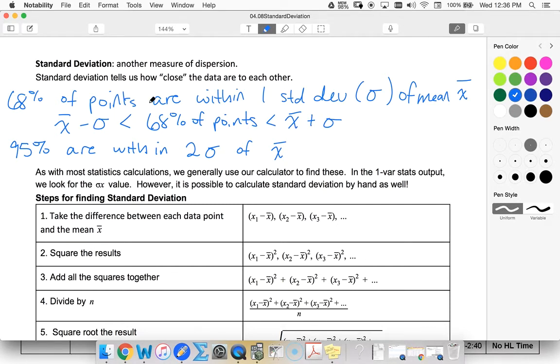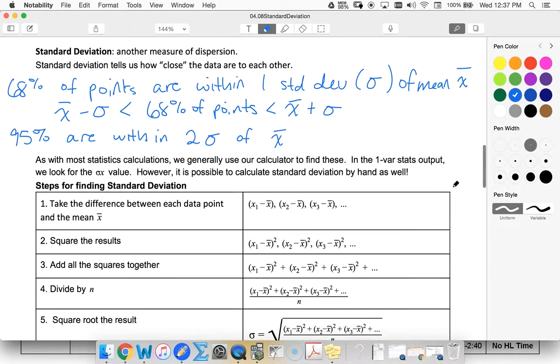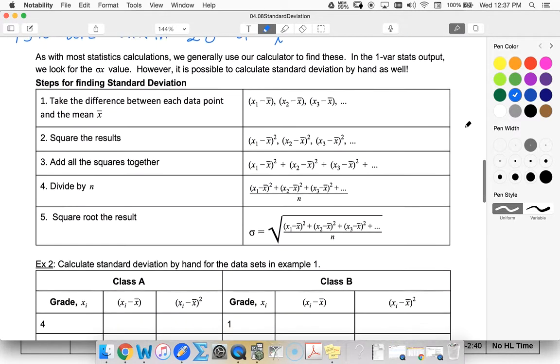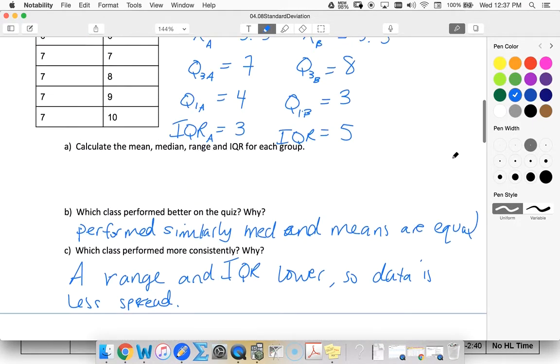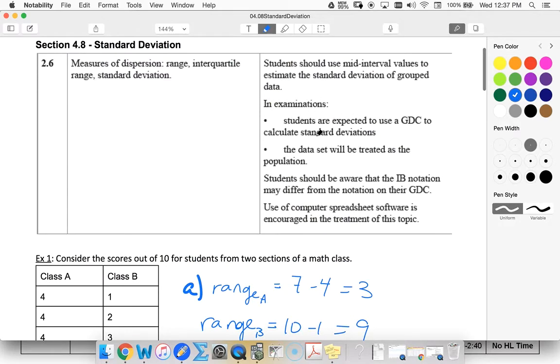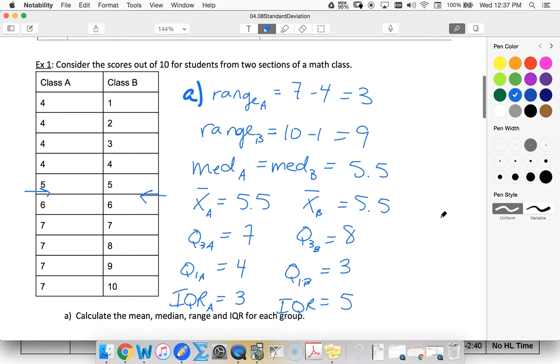So we calculate standard deviation, and by calculating it, it tells us where the middle almost 70% of data points are and how far apart they are from each other, or how far apart they are from the mean more specifically. So there's a method to calculate standard deviation, but in general, we're going to use our calculator. And that's what the syllabus said as well, that when you're calculating this, you're expected to use your calculator. So we're going to look at our calculator for the standard deviation.